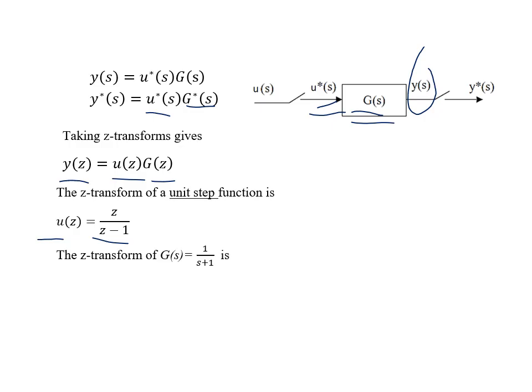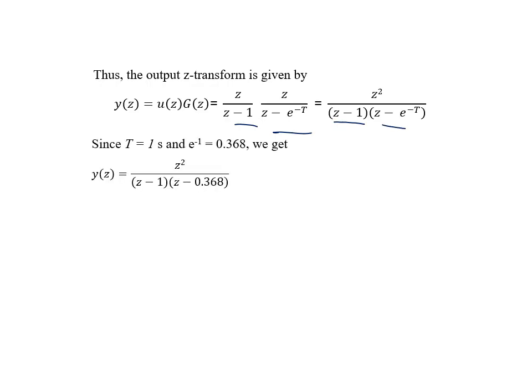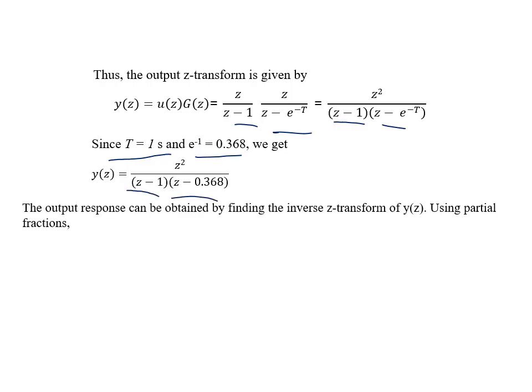Multiplied by the z transform of the function, which is equal to z divided by z minus e power negative at, or e power negative t. We multiply those by each other: z divided by z minus 1 times z divided by z minus e power negative t. We get z squared divided by z minus 1 times z minus e power negative t. We substitute sample time t equals 1 second, and e power negative 1 equals 0.368. We have z squared divided by z minus 1 times z minus 0.368.